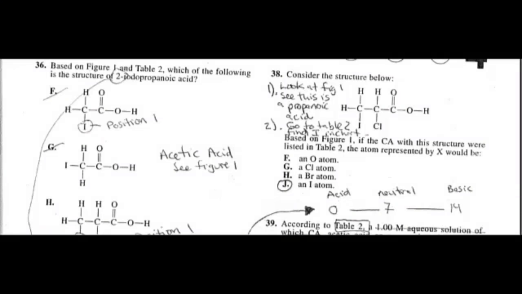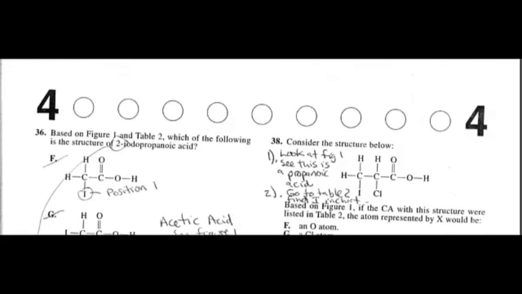Test 69A, Science Practice Problem number 38. Number 38 says, consider the structure below. Based on figure 1, if the Ca with this structure were listed in table 2, the atom represented by the X would be what? First thing we need to do here is go on up, take a look at figure 2, and see what this structure is similar to.